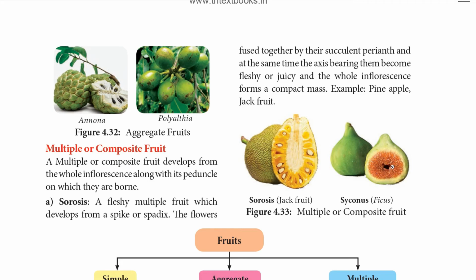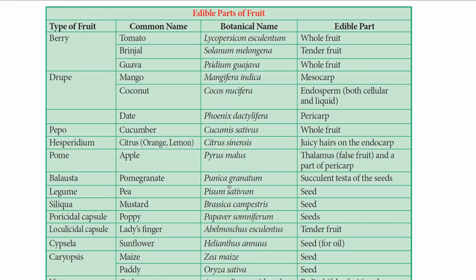Example, ficus or the adhipadam. Here we have a table in your reader that contains edible parts of the fruit. So type of fruit, berry, tomato, brinjal, guava, and their botanical name is given and which part is edible. In mango, the edible part is the mesocarp.